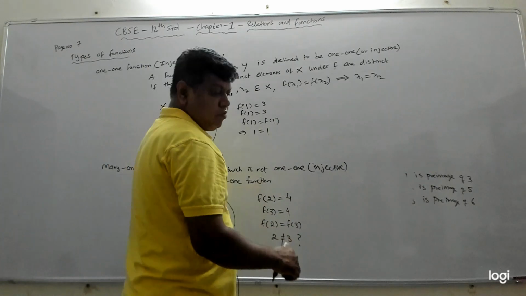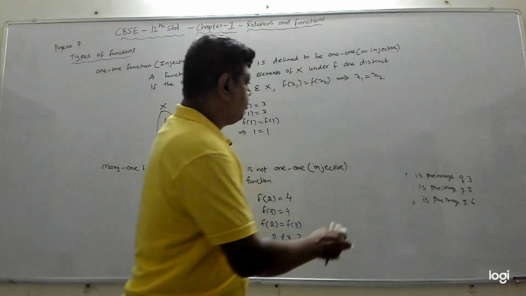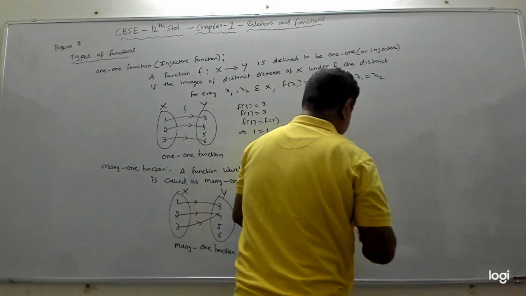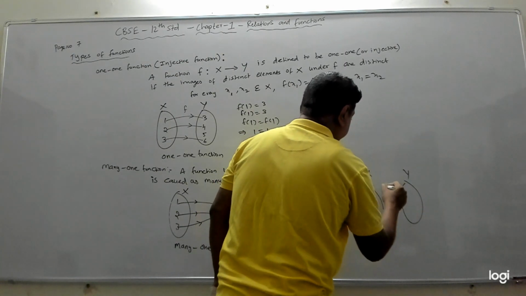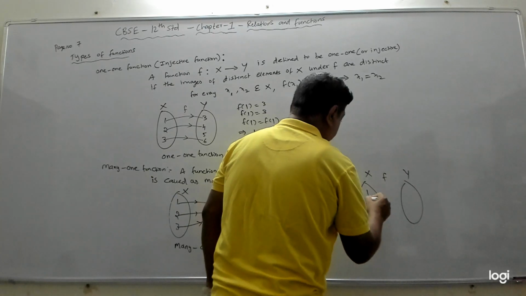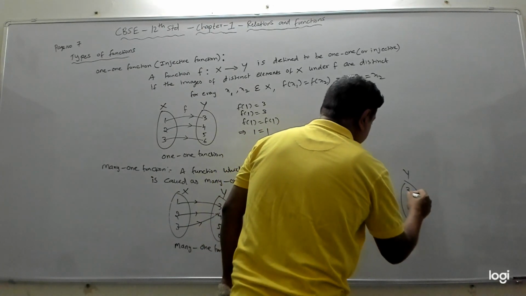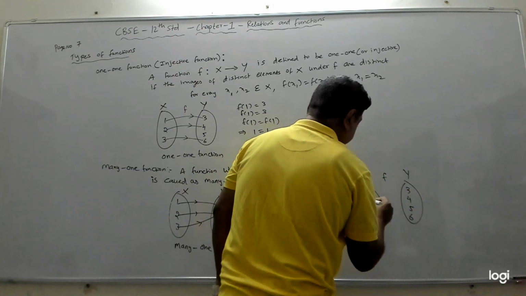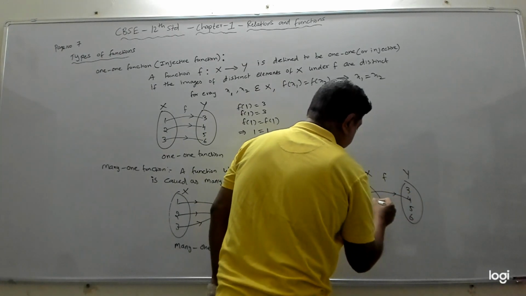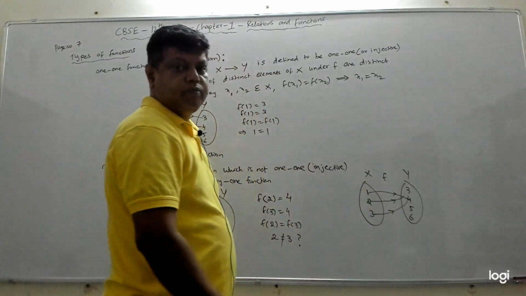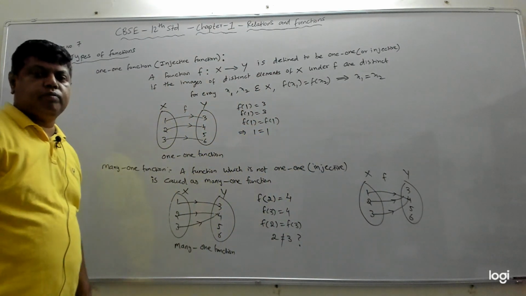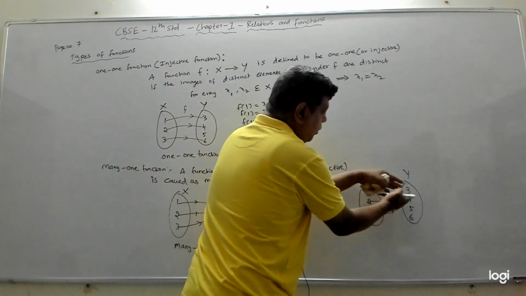Right. Some more examples of many to one: suppose we have set X and set Y, and f is a function. If I have 1, 2, 3 here and 3, 4, 5, 6 here, say 1 goes to 4, 2 goes to 4, 3 also goes to 4. This is also a function. Again, this is a many to one function, because many elements are going to 1. It is called many to one.